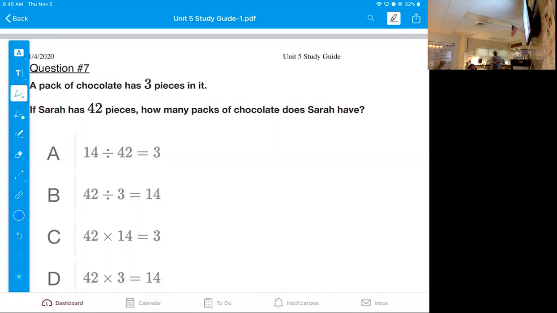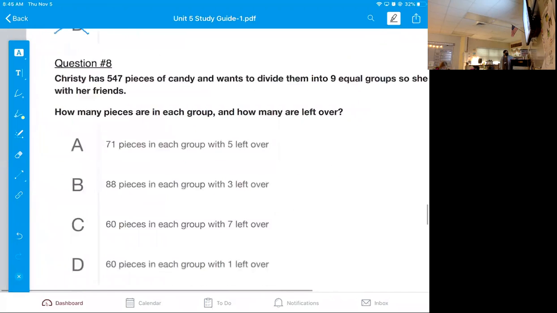42 divided by 3. Does A say that? No. So it can't be the answer. Does B say that? Yes. Let's make sure it's the only one. Does C? No. It says multiplication. What does D say? Multiplication. So it can't be it either. So without even having to solve it, I can tell it's going to be B because that's the only one that has the right division problem set. Right? And so we know it's going to be division, right? Yes, ma'am. All right. Find number 8 and let's see if you got it right.